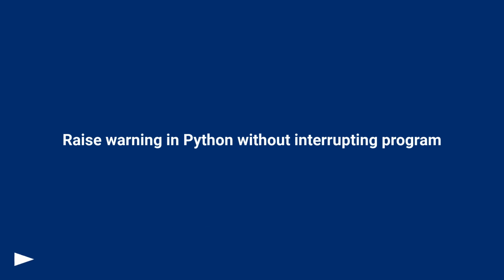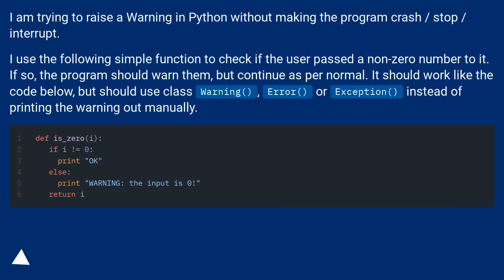Raise warning in Python without interrupting program. I am trying to raise a warning in Python without making the program crash, stop, or interrupt. I use the following simple function to check if the user passed a non-zero number to it. If so, the program should warn them, but continue as per normal.